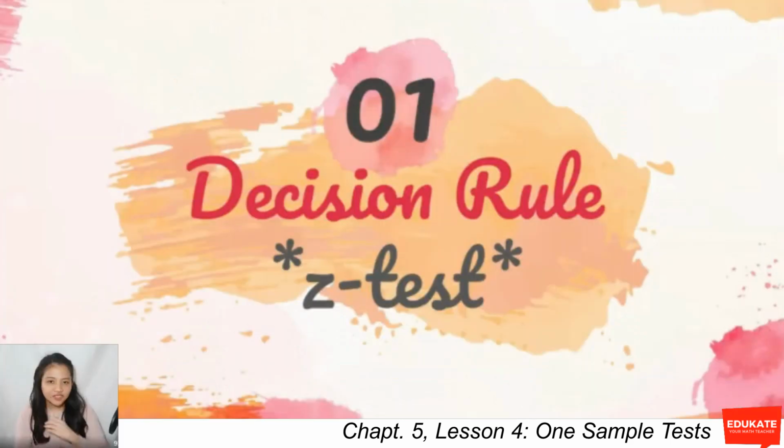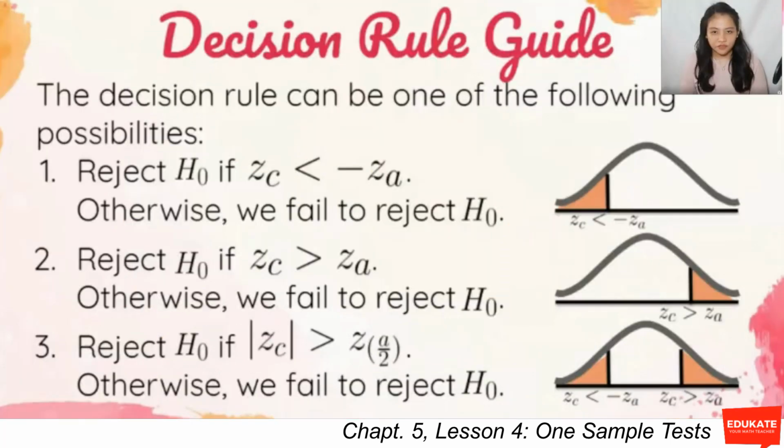So, for the third case, here are the decision rule guides falling under z-test. For the decision rule guide, kung kanina, TC, computed test statistic pa rin to, pero Z sub C na, kasi nga Z-test na tayo. So, the decision rule can be one of the following possibilities. For the first one, reject the null hypothesis if Z sub C is less than negative Z sub alpha. Second one, Z sub C greater than Z sub alpha. And then for the third one, you have the absolute value of Z sub C greater than Z sub alpha over 2. Kung mapapansin nyo, there is always a pattern following these decision rule guides.